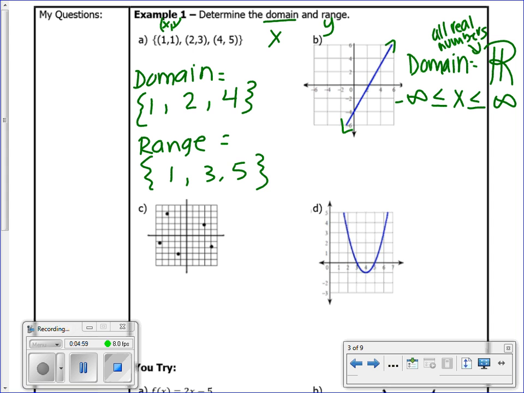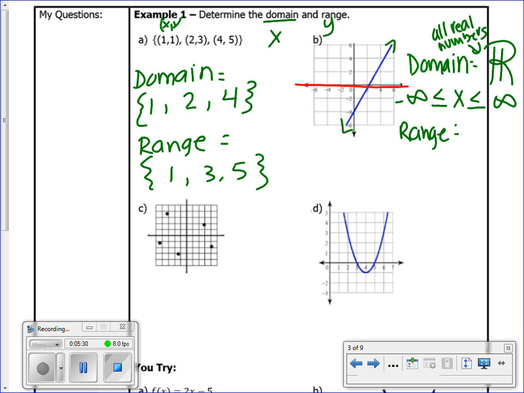Now for our range, it's the same idea. You ask yourself, how high does this graph go? And does it go on forever? And then you ask yourself, how low does this graph go? So I'm going to make my red line here. And again, how far up does this graph go? It goes on forever and ever, so it's approaching infinity. How low does it go? It goes on forever and ever, so it's approaching negative infinity.